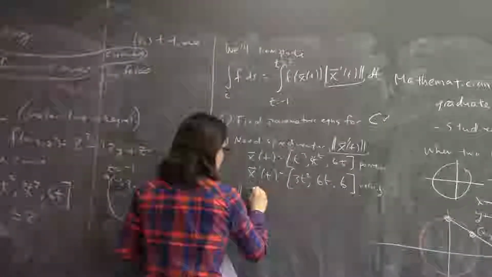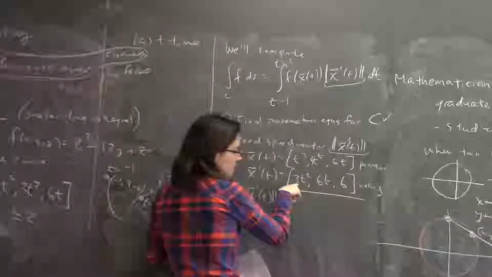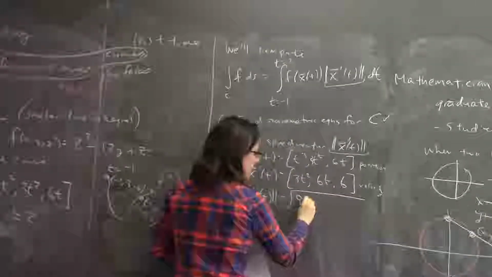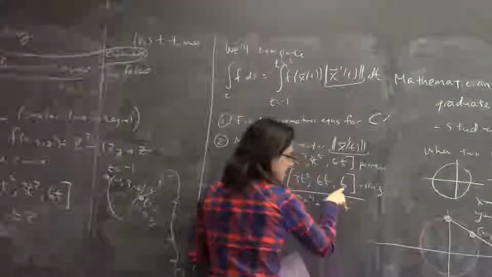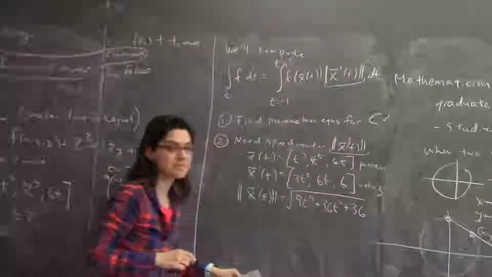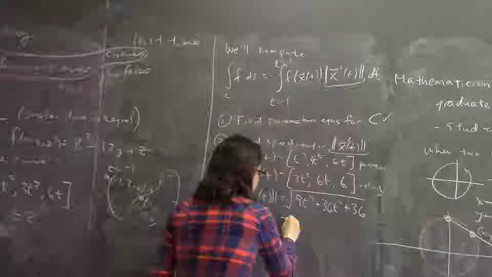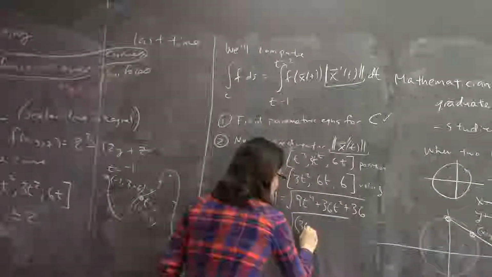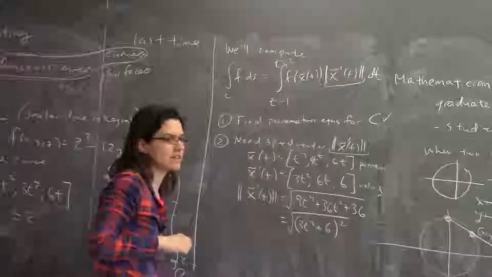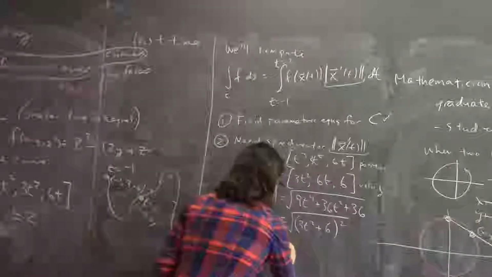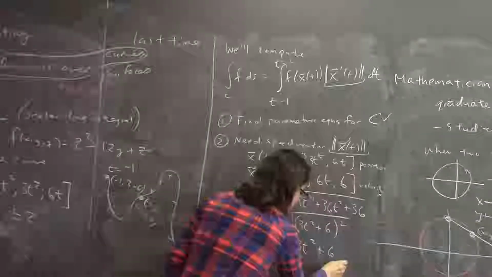So let's do that. The magnitude of x prime of t is the square root of, let's see, 3t squared, squared is 9t to the 4th. 6t, that whole quantity squared, is 36t squared. And 6, that thing squared, is 36. And you might think, oh, I know, I can factor this. You can factor out a 9. It turns out that the whole thing factors to the square root of the quantity 3t squared plus 6, squared. So it turns out that the whole thing factors. Kind of nice. And so this square root of quantity squared is just 3t squared plus 6.